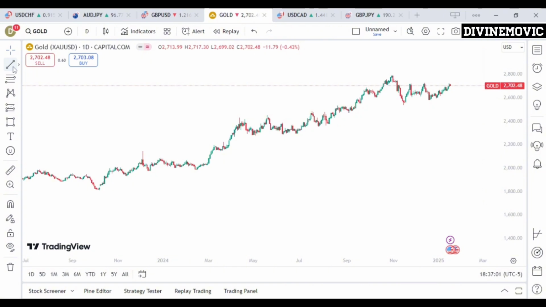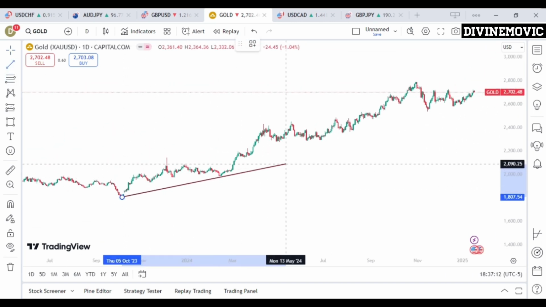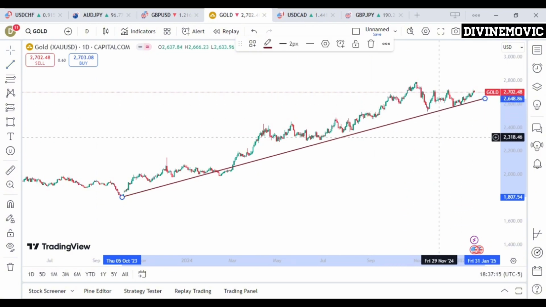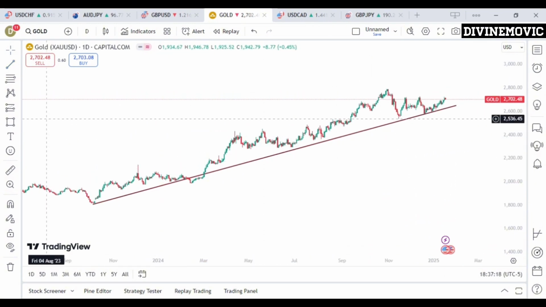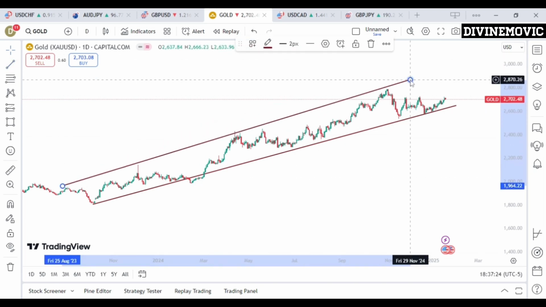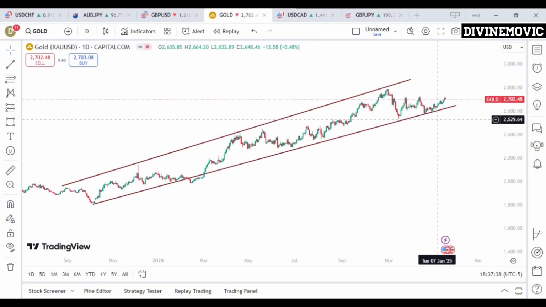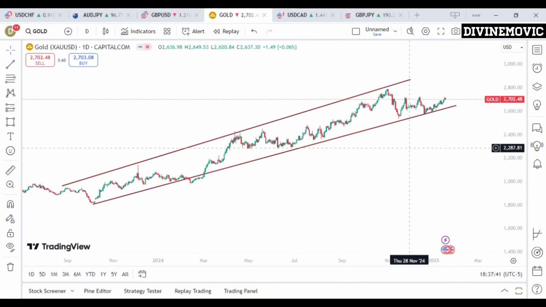In this case, I want to simply identify my support and my resistance. This point is my support, and for every support, there is always a resistance. This is my resistance. Now, having identified the support and resistance, I want to interpret them to know if price is actually in an uptrend. In this case, price is in an uptrend because price is still respecting the support as much as it is respecting the resistance.